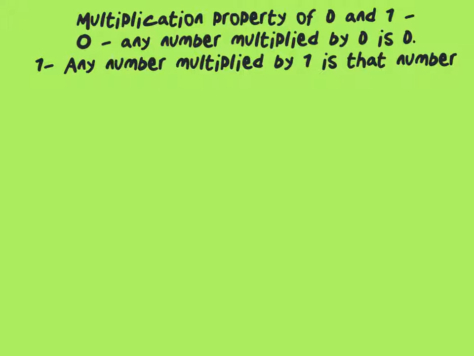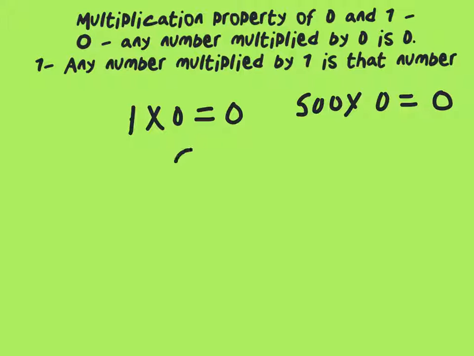The next 2 that we're going to cover are multiplication, and these are easy as well. The first one is the multiplication property of 0, and all that says is any number that you multiply by 0 is going to be 0. So 1 times 0 is 0, right? 500 times 0 is, according to the property, 0, right? C times 0 is 0. It doesn't even matter what C is. That's an easy property to understand.